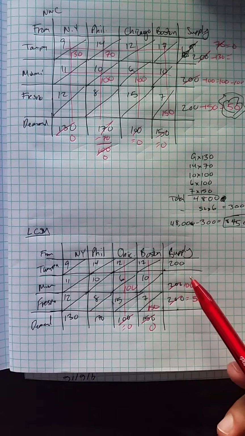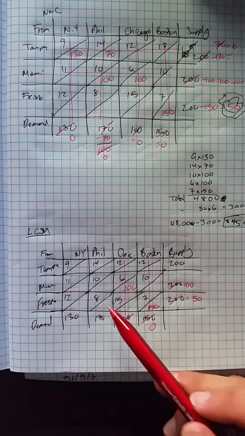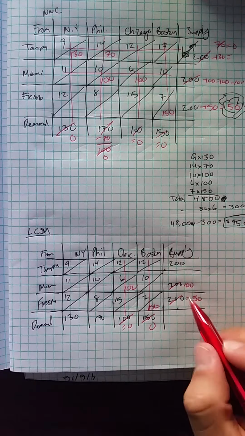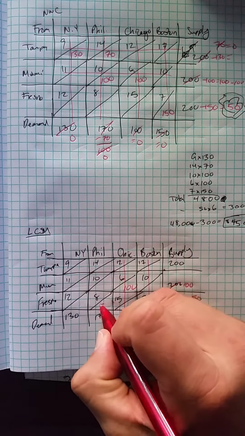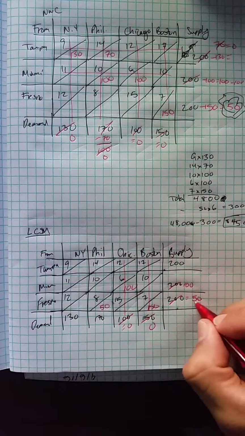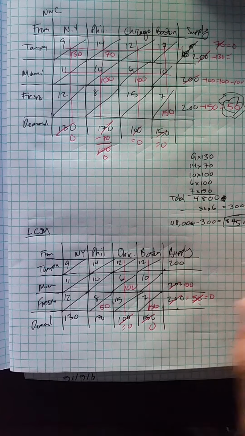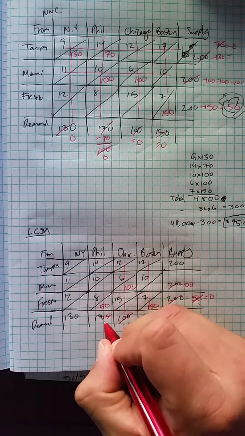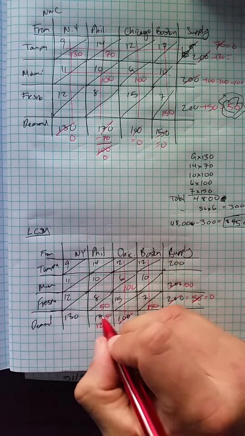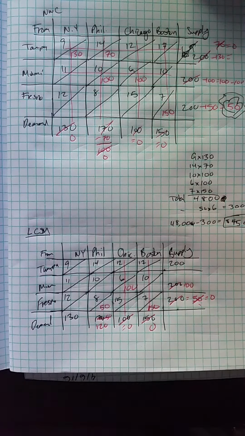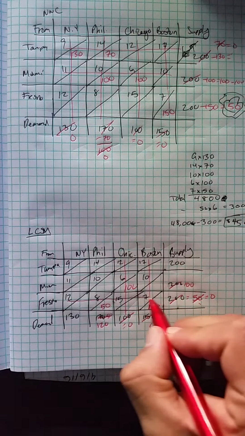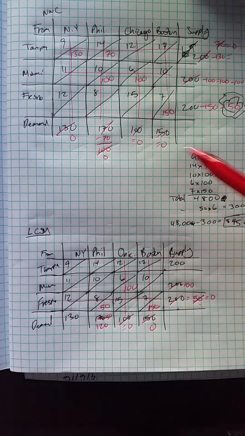Okay, so the next one is going to be 8. 8 is our next lowest number, and we could give 50 to them. So subtract 50, and that will equal 0. And then you subtract 50 here, and that will equal 120. And so we have maxed out everything that we can give from Fresno.